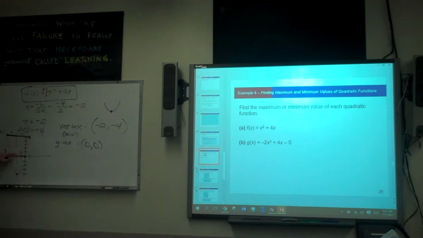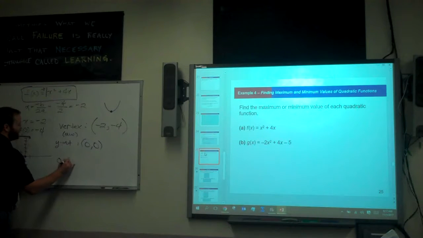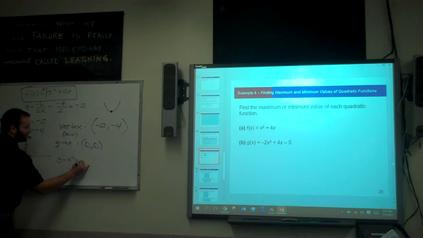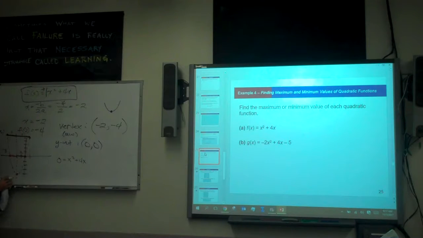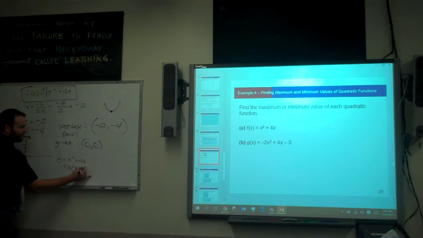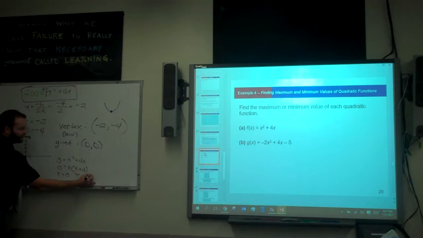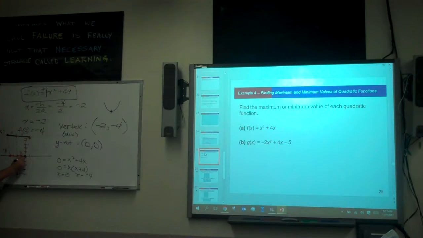Finding these zeros, I could have also taken the function and found the x-intercepts this way. What's that going to factor as? What comes out of both terms? X. So you get x and x plus 4, right? So that can be x equals 0 and x equals negative 4. And that's exactly what we found using that symmetry idea with our x-intercepts.